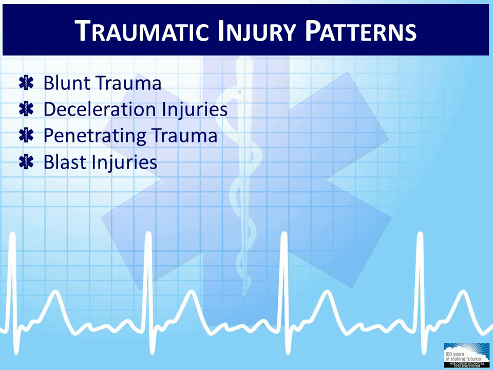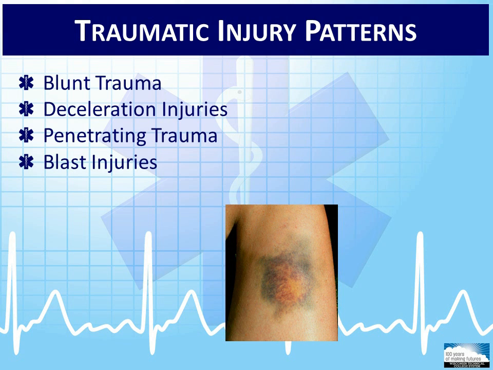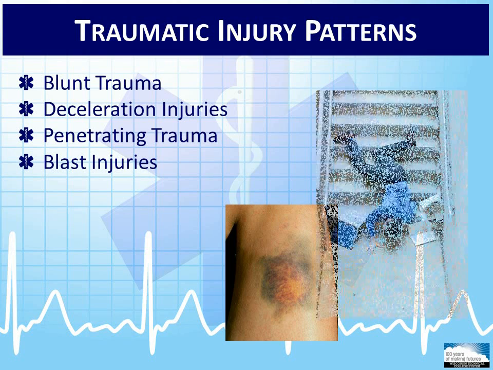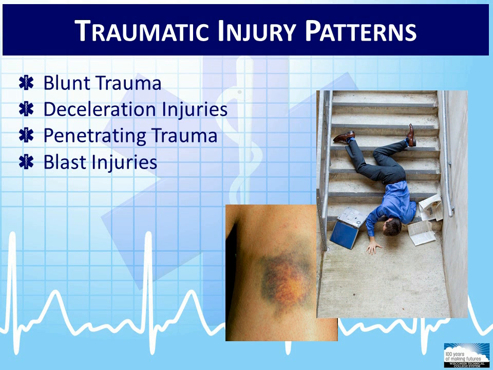Blunt trauma occurs when a patient's body sustains significant force, but the skin remains intact. The tissues of the body are not penetrated by the external object. These injuries are common with vehicle collisions, which includes motorcycles, bicycles, and pedestrians, sports injuries, and falls from heights. Whenever there is a sudden stop of a body's motion, deceleration injuries can occur, such as the shearing or avulsing of organs or tissues. Deceleration forces can be caused from falls, motor vehicle collisions, shaken baby syndrome, or hangings.